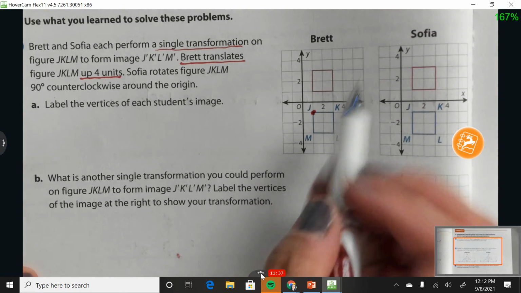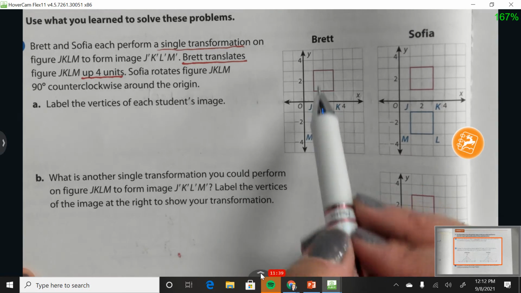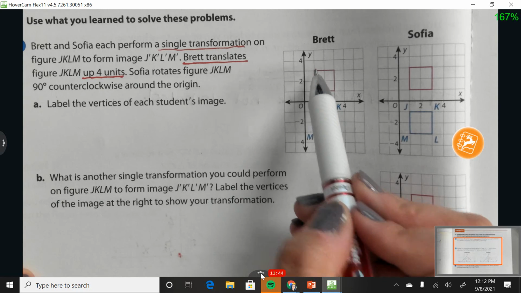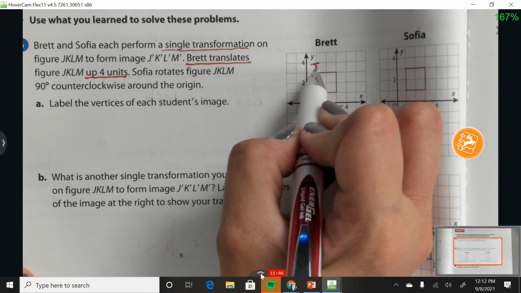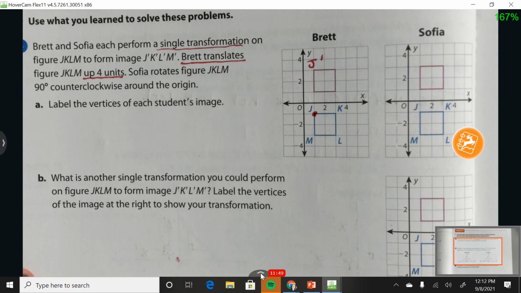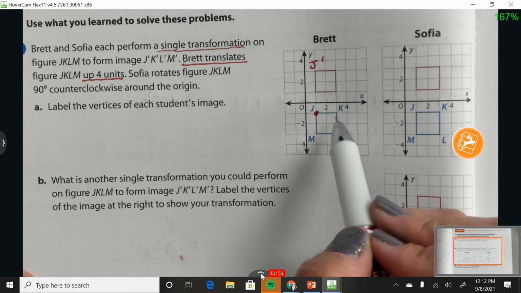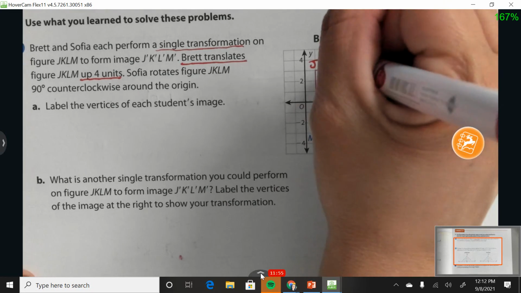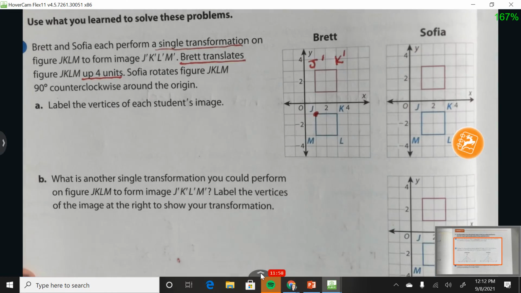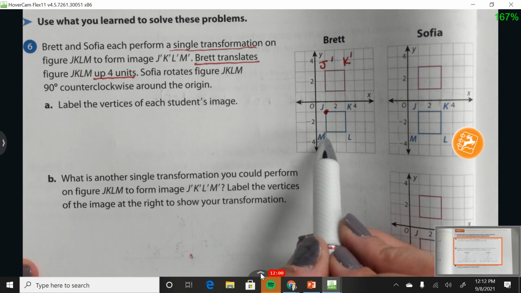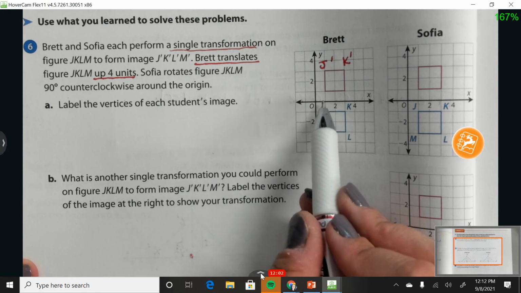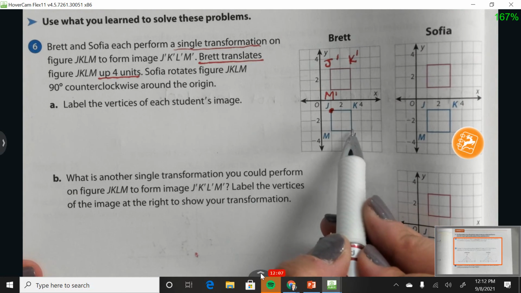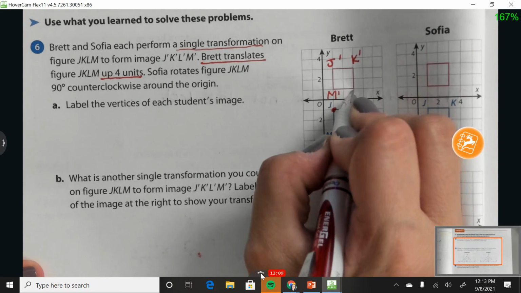So that means at this point here, J has to go up 4 units. So 1, 2, 3, 4. So that means that J prime should be there. Is that where you put it? K, up 4 units. 1, 2, 3, 4. M, up 4 units. 1, 2, 3, 4. M is here. L, up 4. 1, 2, 3, 4.